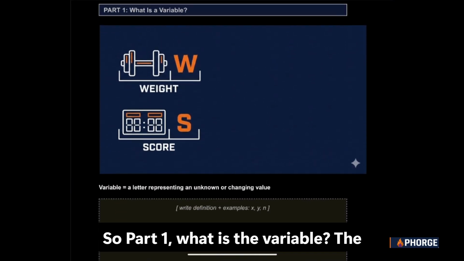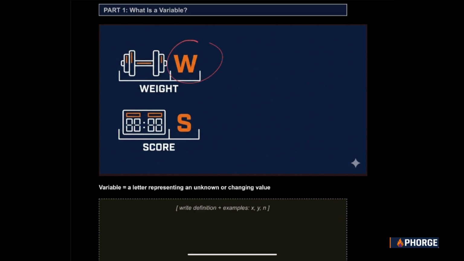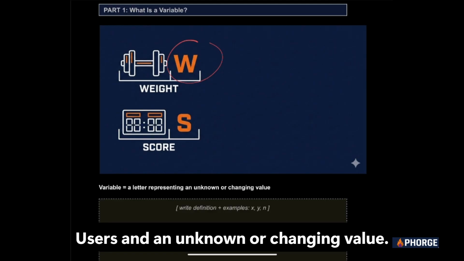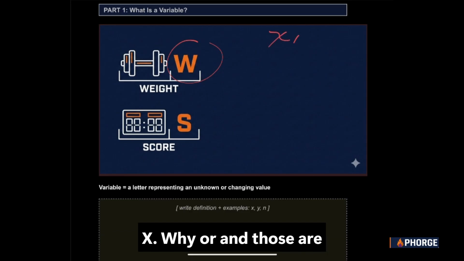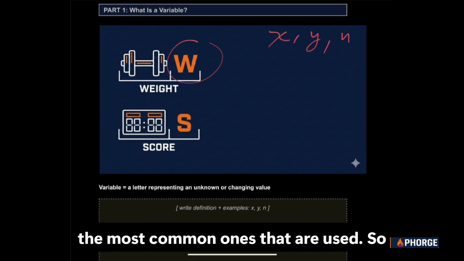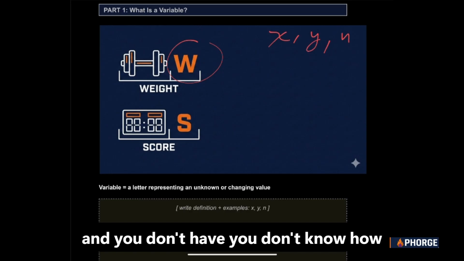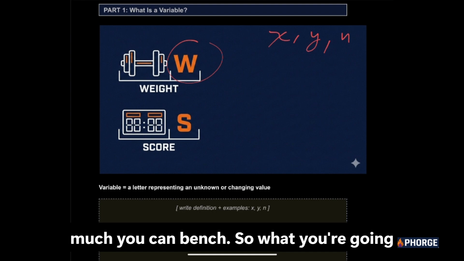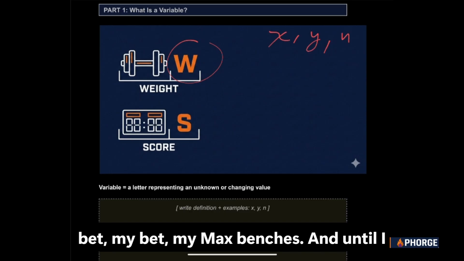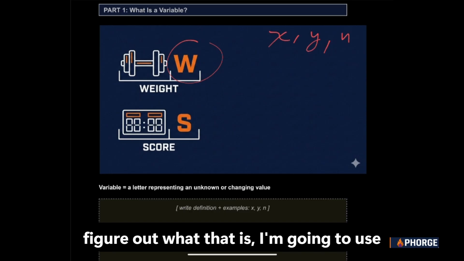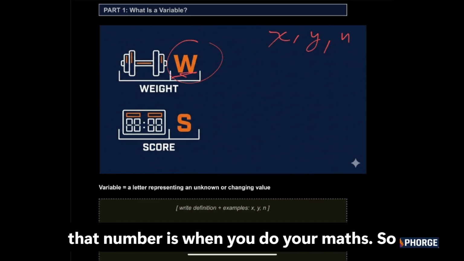So part one, what is a variable? A variable is a letter used to represent an unknown or changing value. Most commonly, you're going to see x, y, or n. Let's say you're in the weight room and you don't know how much you can bench. You're going to say, I'm going to find out what my max bench is, and until I figure out what that number is, I'm going to use the letter W.